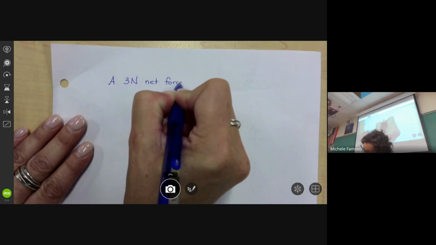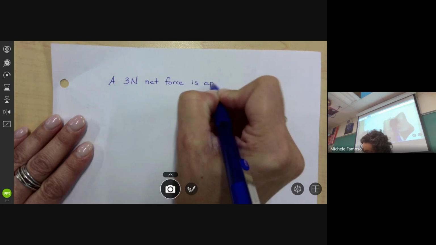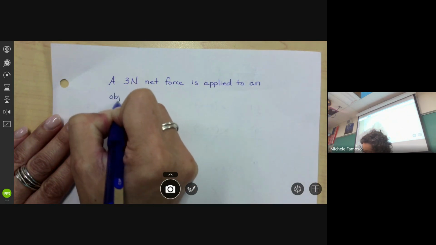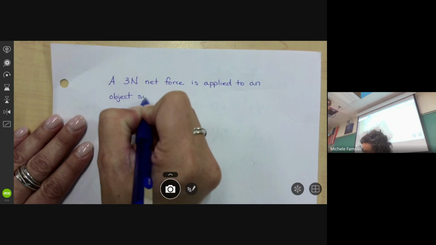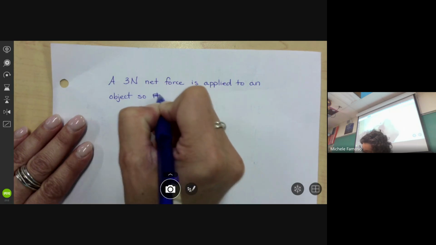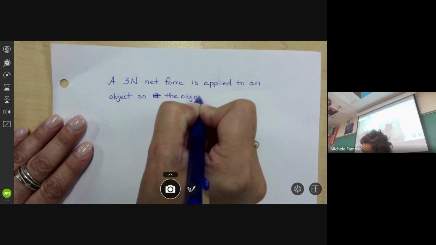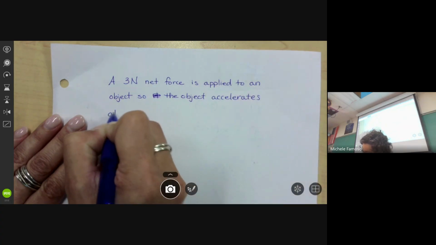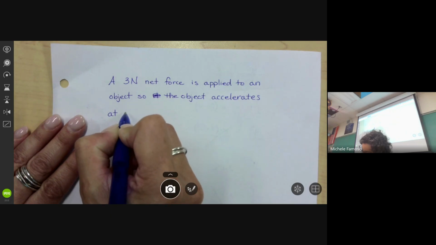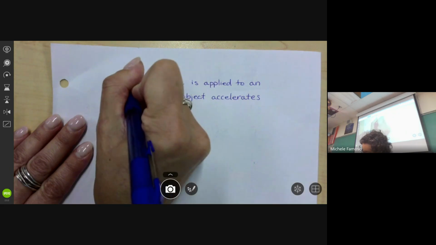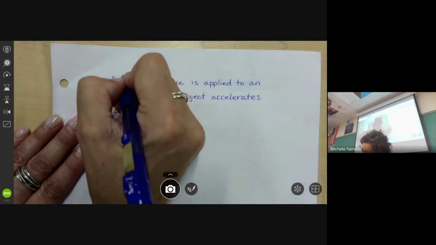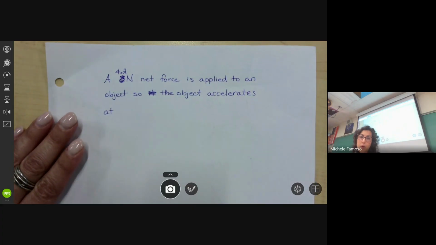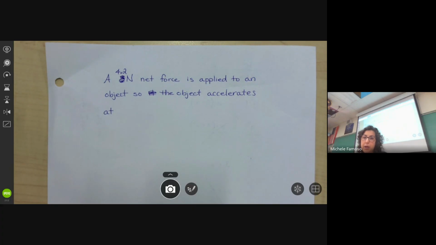A net force is applied to an object, so the object accelerates at... hold on a minute, come back, change this number. I'm just making numbers off the top of my head. I want to make that 4.2 N. So a 4.2 capital N net force is applied to an object.